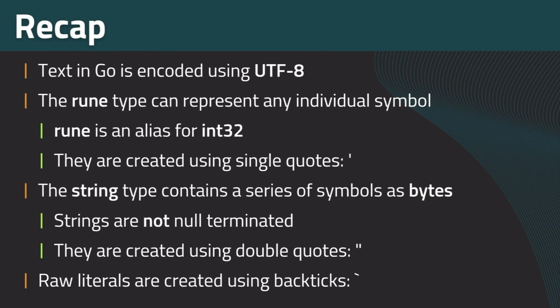Let's recap. Text in Go is encoded using UTF-8. The rune type can represent any individual symbol, and rune is just an alias for int32, and they are created using single quotes. The string type contains a series of symbols as bytes. Strings are not null terminated, and they are created using double quotes. Raw literals are created using backticks, and whenever you type something in a raw literal, it'll come out exactly as typed.